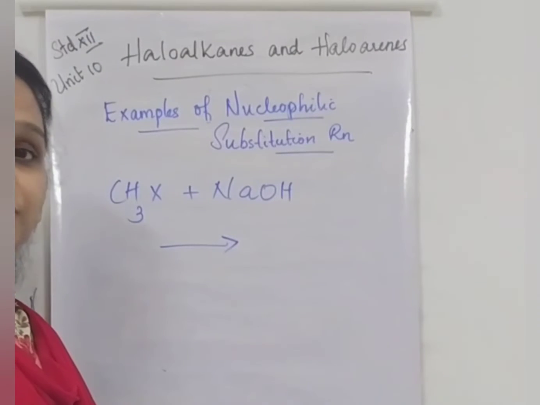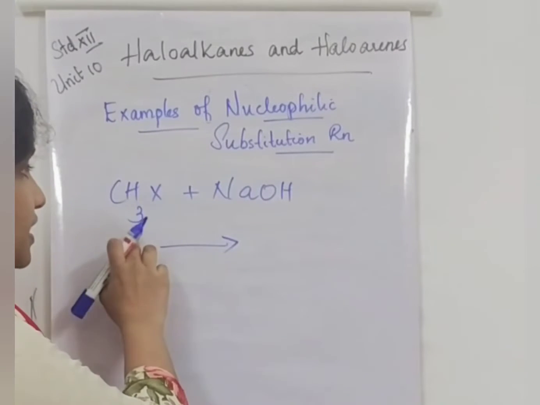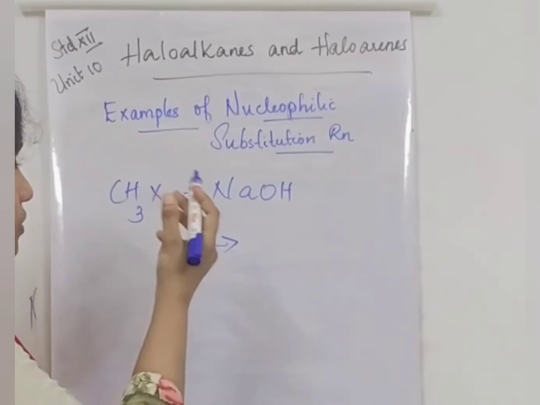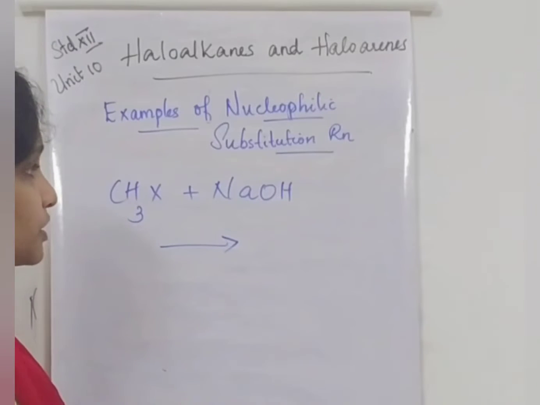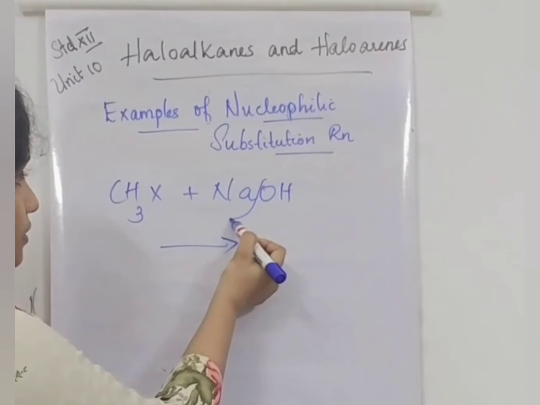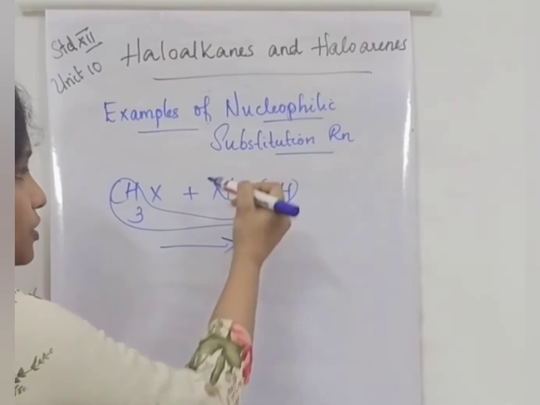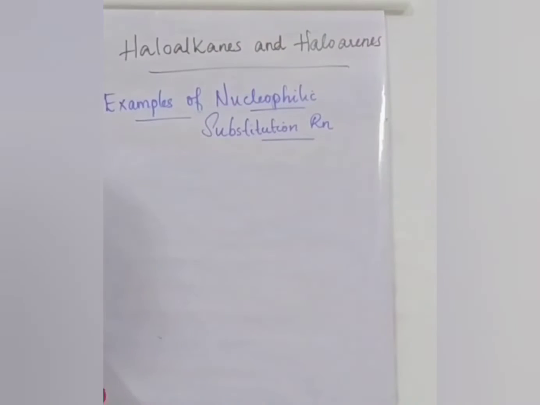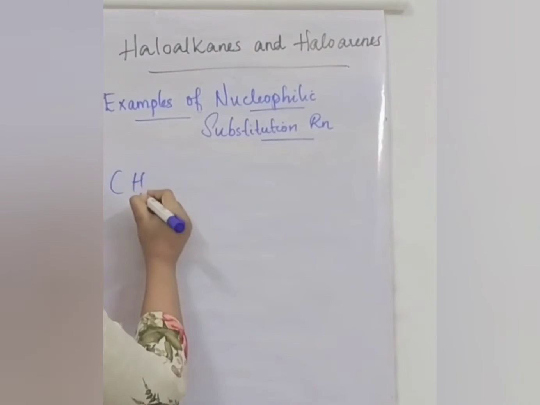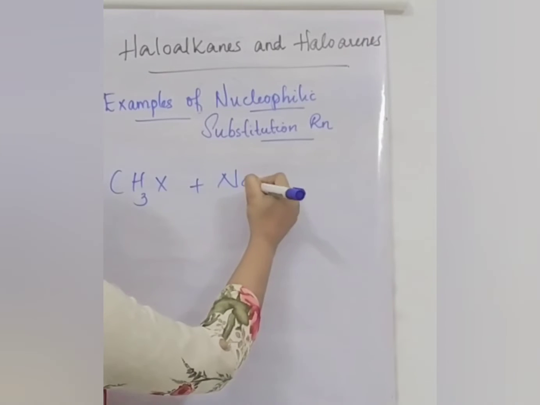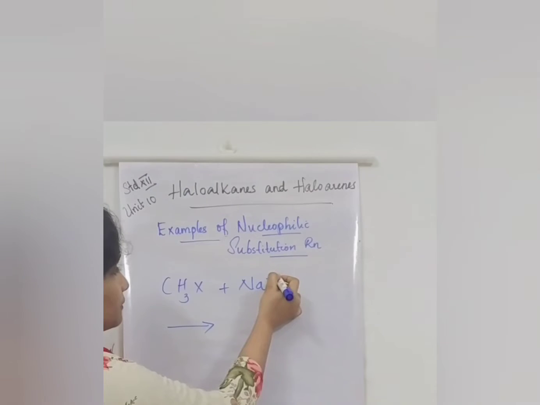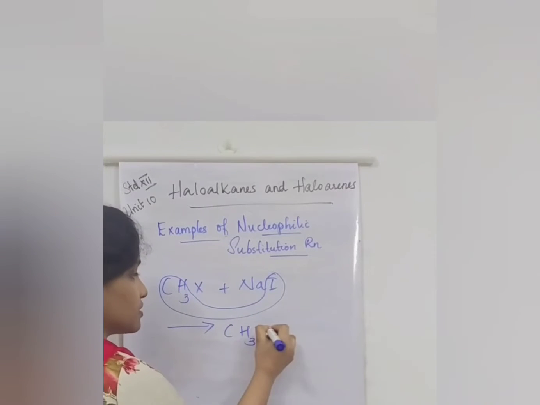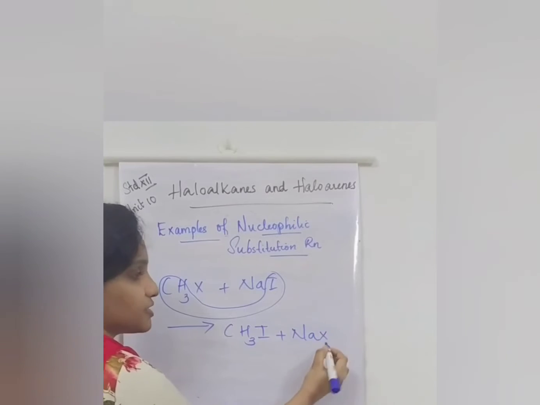Let's see some examples of nucleophilic substitution reactions. CH3X plus NaOH. OH is the nucleophile here, and the leaving group is X. How will the reaction take place? CH3 will combine with OH, so it becomes CH3OH plus NaX. Let's see another example. CH3X plus sodium iodide gives CH3I plus NaX. The leaving group is X.